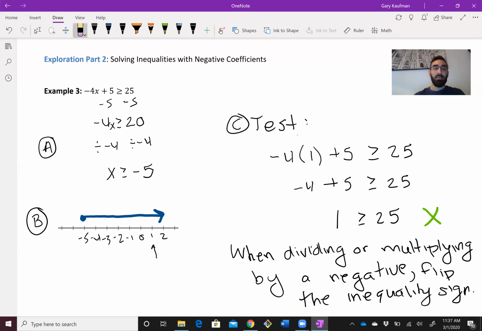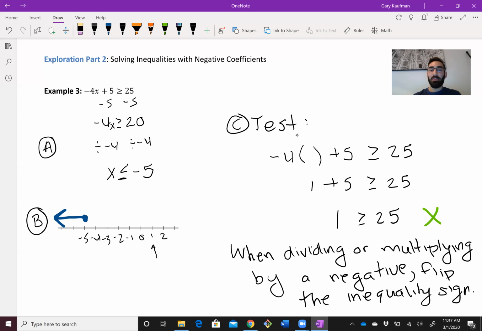So let's see. According to this, I need to erase this. It was a greater than or equal. I'm going to flip it to be less than or equal. So I go to my graph, and instead, now I'm less than, which goes this way. Well, according to this, I can now pick the value, say -6.